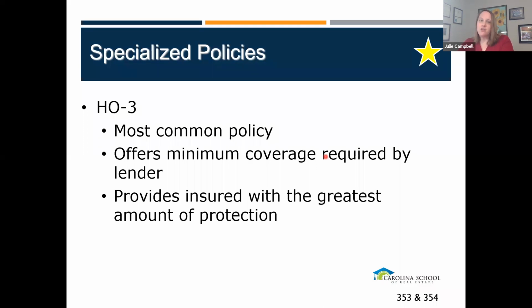The lender will have to approve the coverage that they select. The insurance agent will communicate with the lender, let them know what coverage they're going to provide and how much it's going to cost.